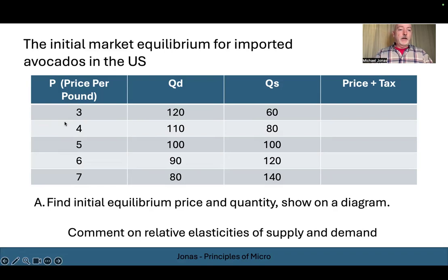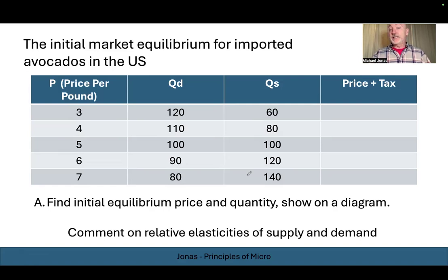So we have price per pound increasing, indicating quantity demanded will be falling, quantity supplied will be rising in the associated columns. And we're asked to find the initial equilibrium and show it on a diagram. And then the little added question that's going to be important later on in terms of the tax is simply commenting on the relative elasticities of supply and demand, not doing any calculations here, but just looking at the numbers to get an indication of the relative slopes of the curves.